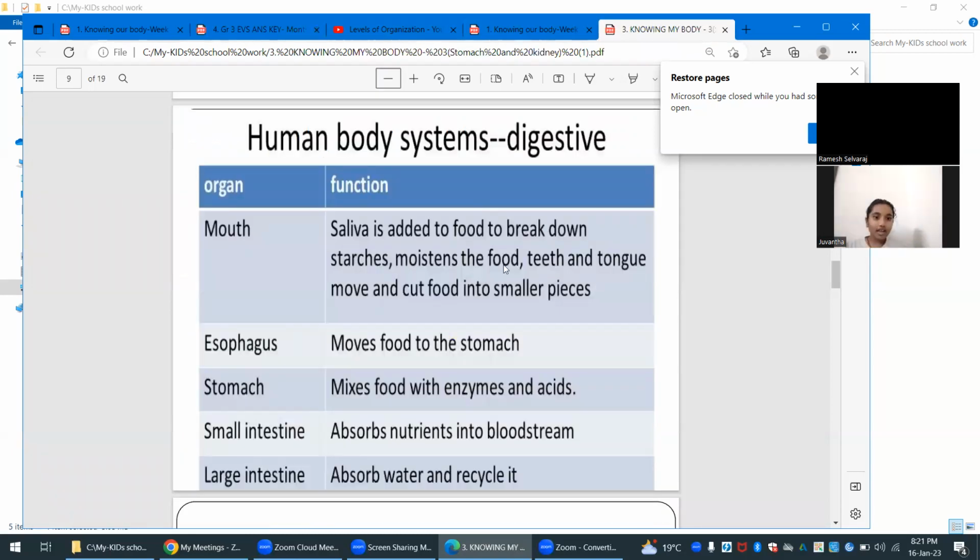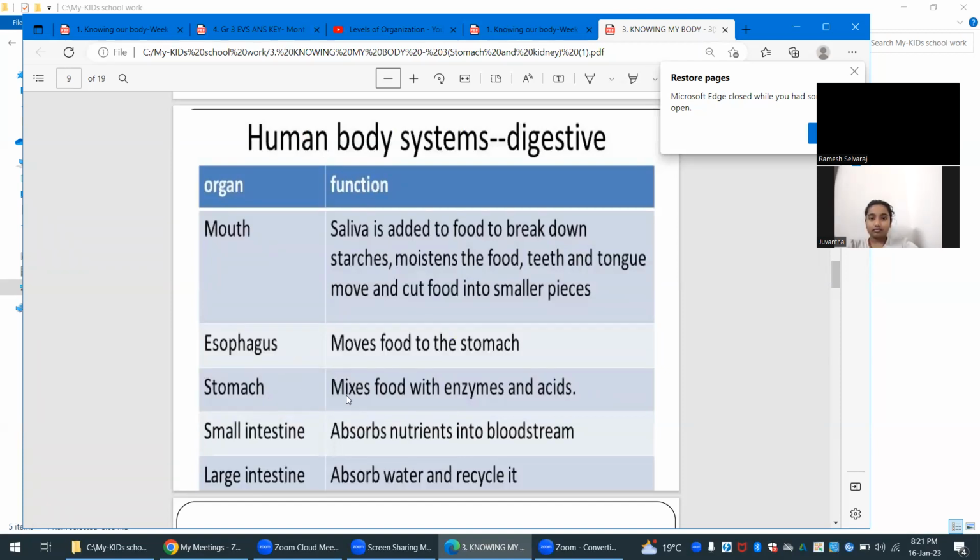Kids have to do it 10 times or 15 times. Then it will take some more time to eat something, right? But it's good. We should not hurry and eat a lot of things. We should eat slowly, okay?